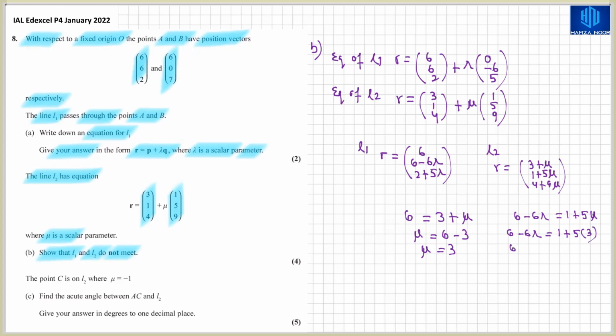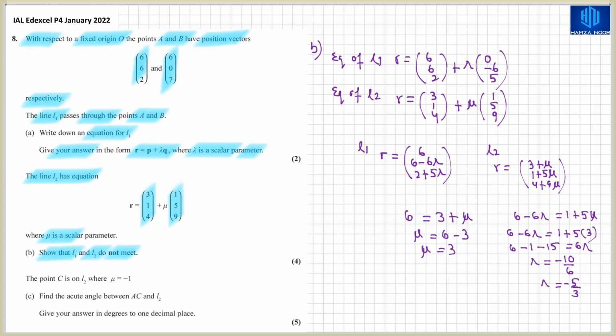So therefore we can say that 6 minus 1 minus 15 is equal to 6 lambda. So 6 minus 1 minus 15, this is minus 10, and therefore lambda will be equal to minus 10 over 6. The value of lambda is minus 5 over 3. All right. So as you have seen, I have obtained the value of mu by equating the i components with each other, and I have obtained the value of lambda by equating the j components with each other.